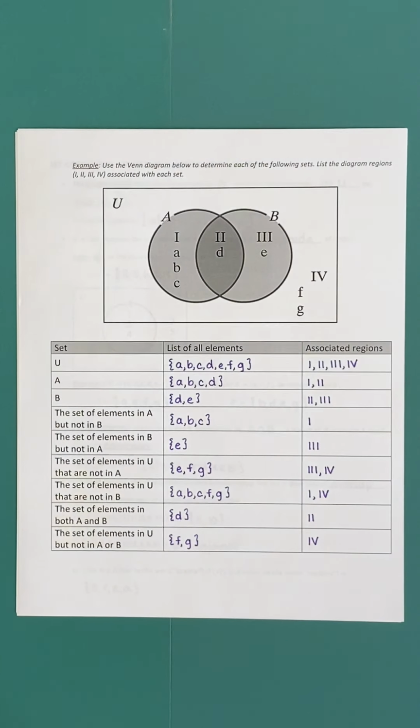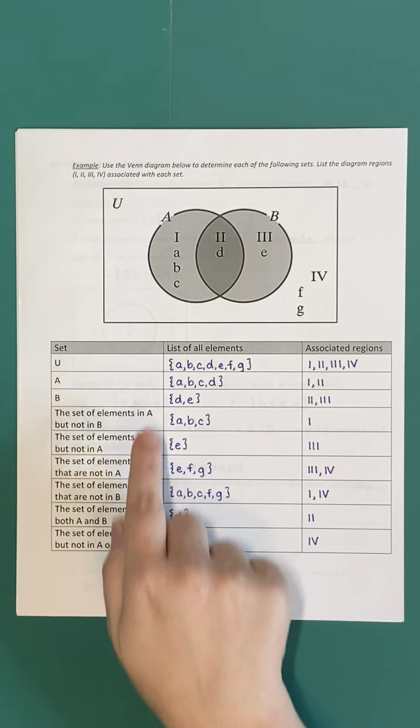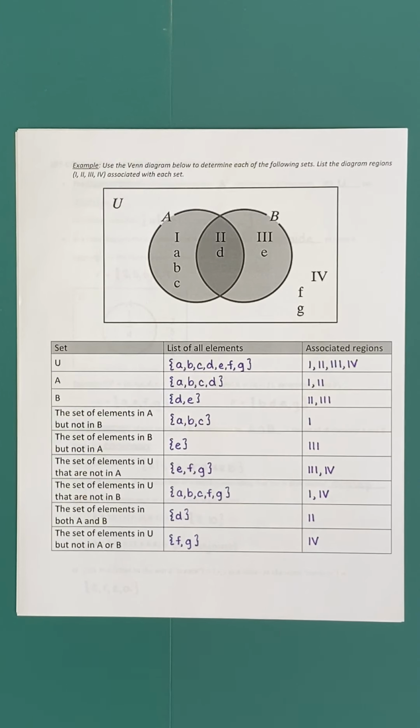Okay. So based on this, now I want you to notice how much of a pain it was to write all of that. The set of elements in A but not in B. Would you really want to have to write that every single time in order to describe a particular part of the diagram? The answer is probably no. It's kind of tedious to write that out.